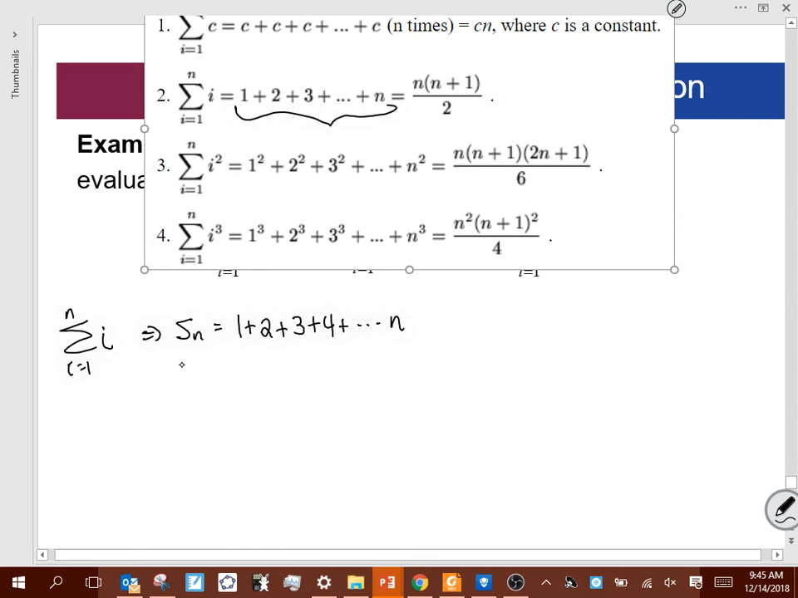I want to do something a little bit different. Think about this. If I gave you this list, 1 plus 2 plus 3 plus 4, and I asked you to add those together, 1 plus 2 plus 3 plus 4, what do you get?